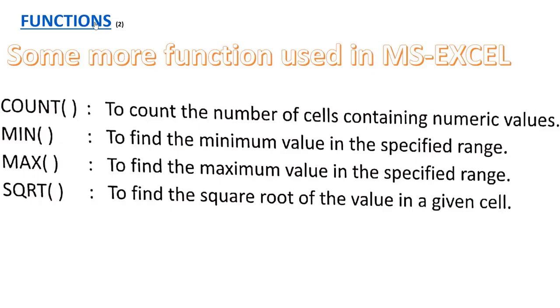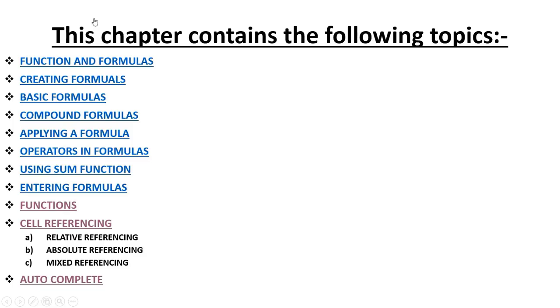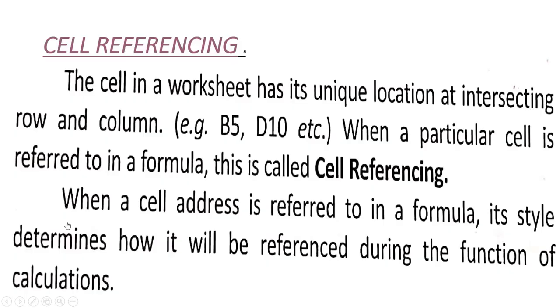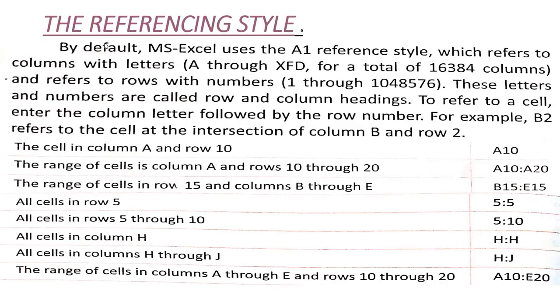Now let's see another topic, that is cell referencing. We know a cell is the intersection of rows and columns, and every cell has its own unique location. When a particular cell is referred to in a formula, we call it a cell reference. Before cell reference, we should know about rows and columns. How many rows and columns are there in one Excel sheet?